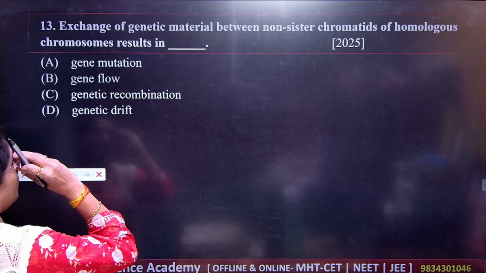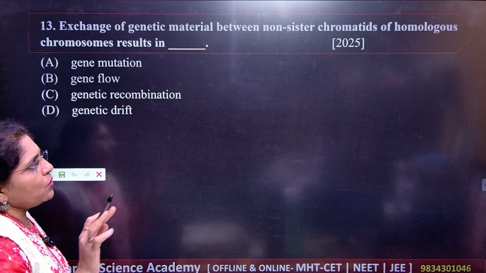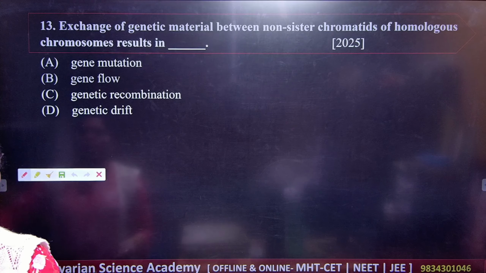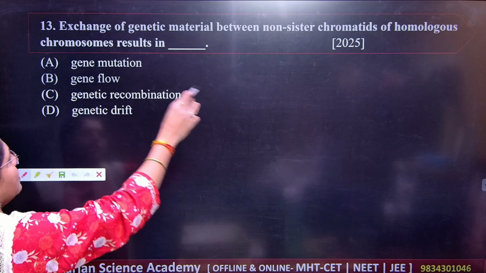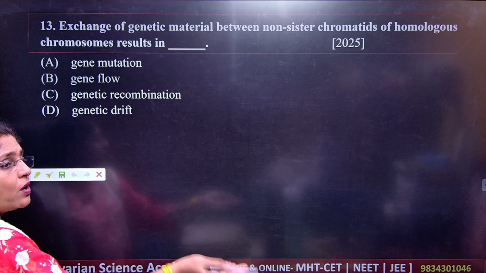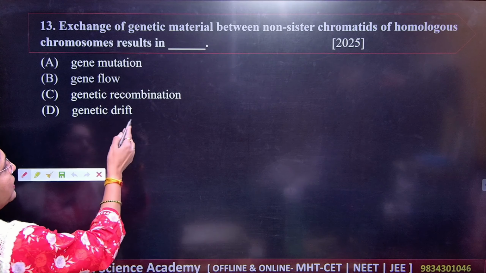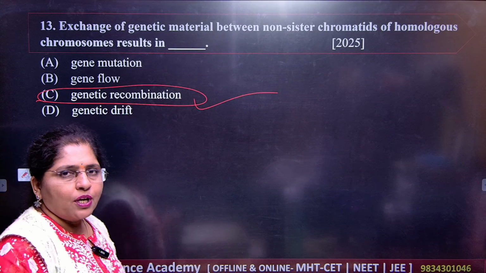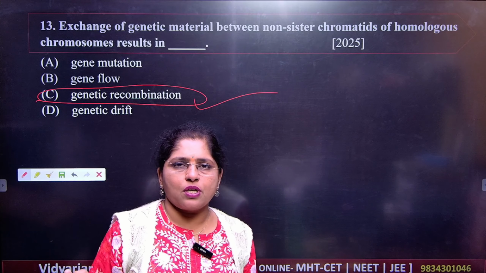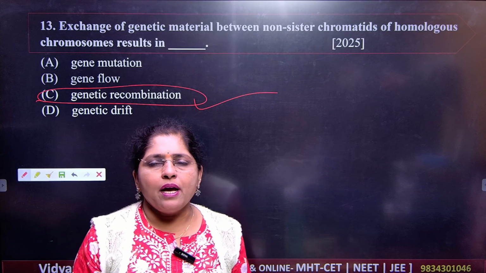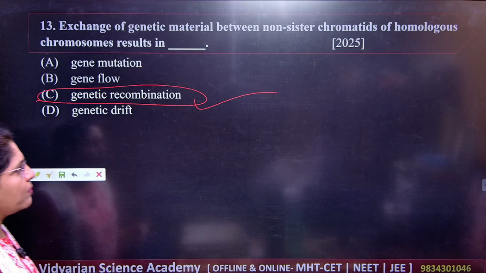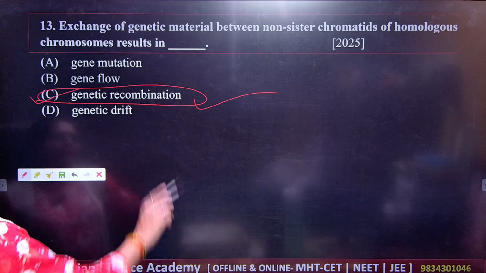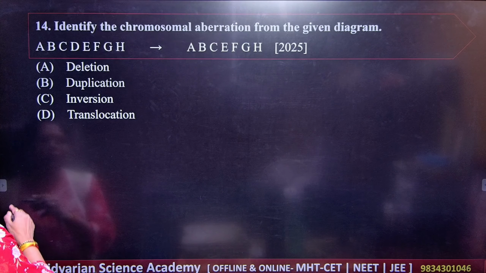Next, exchange of genetic material between non-sister chromatids of the homologous chromosomes results in. So obviously, what are the options given? Gene mutation, gene flow, genetic recombination, and genetic drift. So your answer should be genetic recombination. You know that crossing over, recombination, you are getting change in the genotype, and you are getting the recombinant which is formed here with different characteristics, right? So what should be your answer here? C is the correct answer, genetic recombination.